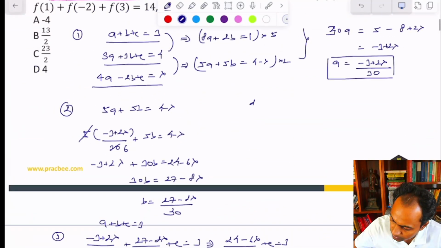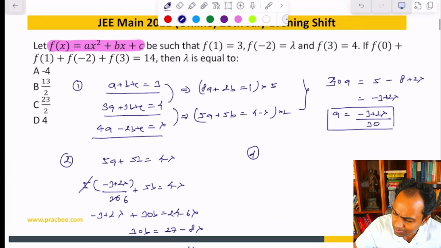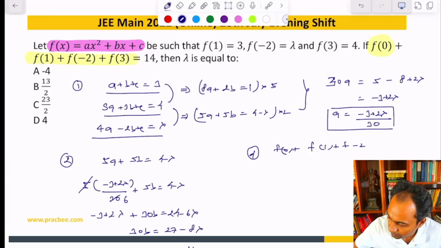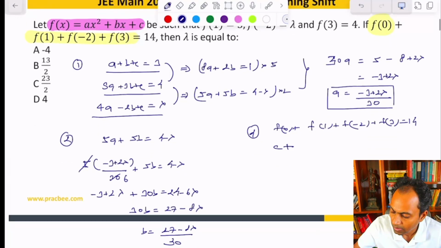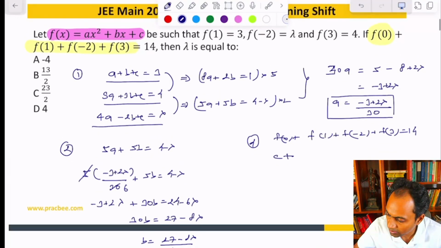So in my fourth step, let us go to the question. You can see that in this question, apart from f of 0, all of the values are known. So f of 1 is already given to me. If I write it down, f of 0 plus f of 1 plus f of minus 2 plus f of 3 is equal to 14. So f of 0 becomes C. F of 1 is already given in the question. This is 3, this is lambda, and the last part is 4, equal to 40.